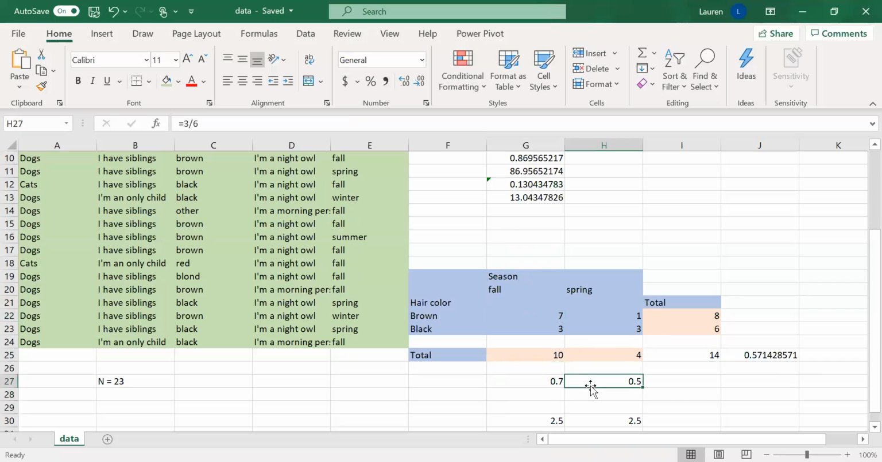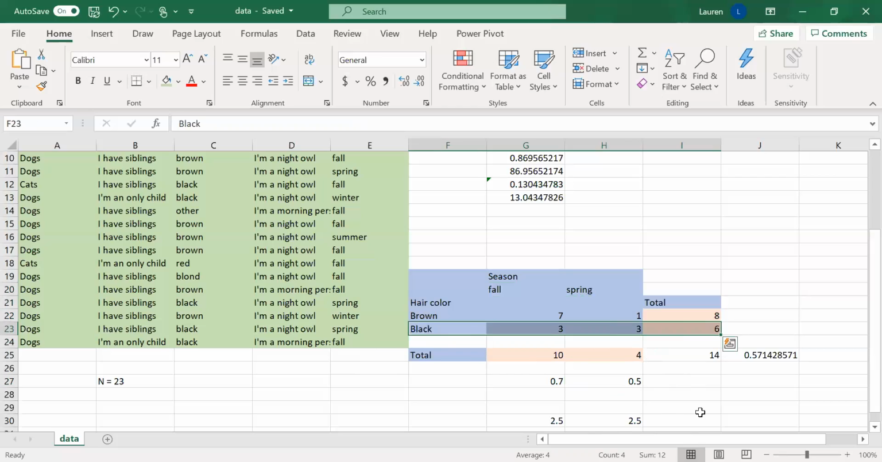We could look at here the proportion of people who have black hair who said that they like spring. So again, I'm interested in just a segment of this table. I'm looking at just the people who have black hair. I want to know of this total, what proportion of those said that they liked spring? Well, that was 3 people. So 3 out of 6 gives us a proportion of 0.5 or 50% of people who had black hair liked spring.